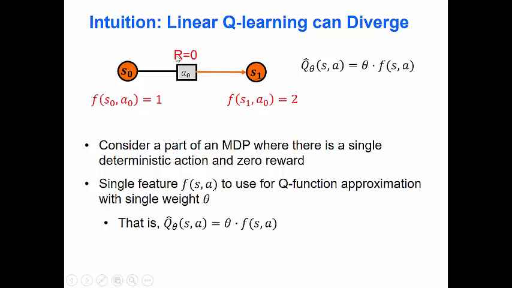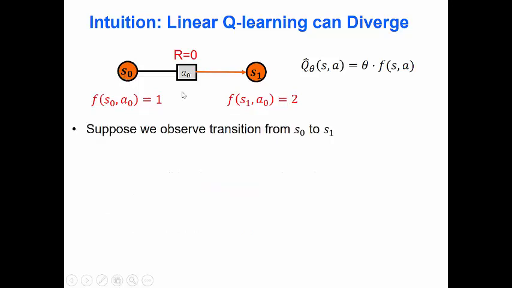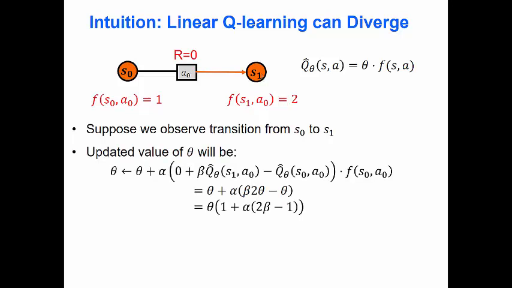Zero reward. So if this was all you had in the MDP, you'd have to have some self transitions here. The value of this would just be 0 or something. You can put this in an MDP, but just for illustration, all you need is this transition to show the problem. So now let's consider a single transition where we transition from S0 to S1, and we're going to do a Q-learning update on that. Let's see what that update would look like.